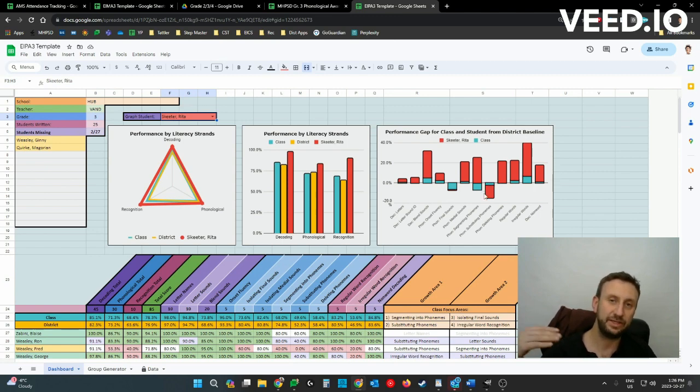So this is taking the district results for each one of these outcomes, and then it's telling the gap either above, where it's above the x-axis, or below if it's below the x-axis, so that you can at a glance see where your class has strengths and weaknesses and what they need to work on.